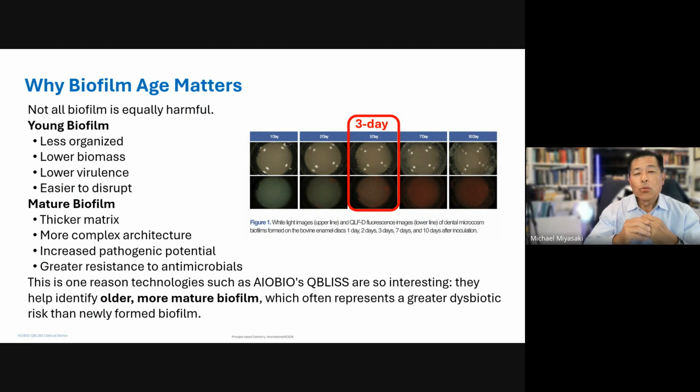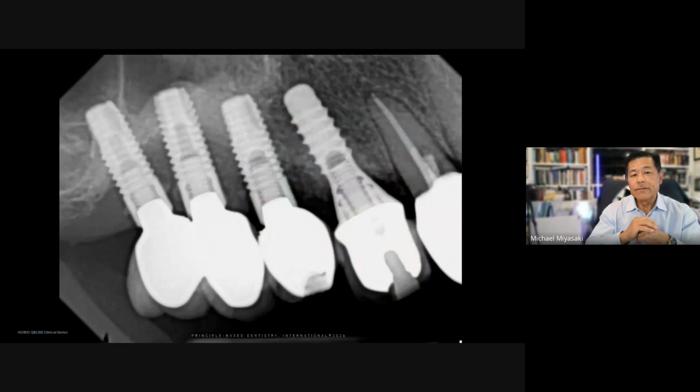And so again, with our QBLISS technology, we've talked about this in past programs, if we shine our camera on the teeth and that light hits the teeth and we see red, we know that that's the older, more mature biofilm. So that's going to be more pathogenic. That pathogenic biofilm is going to have a thicker matrix. It's going to be more resistant to antimicrobials. It's just going to be more mature. And that's what we don't want to have develop.